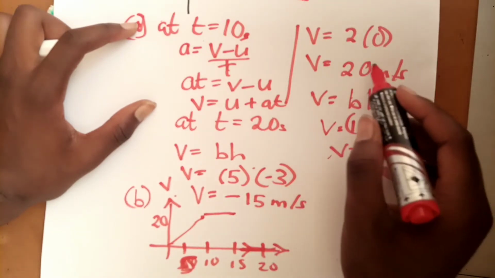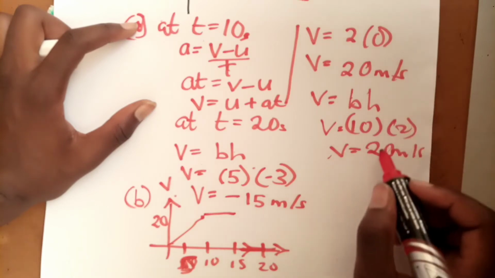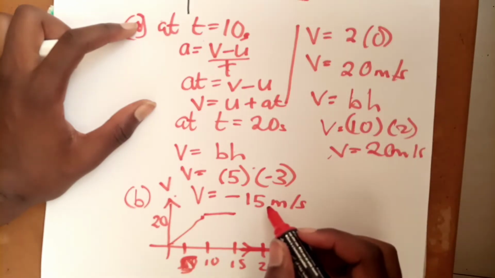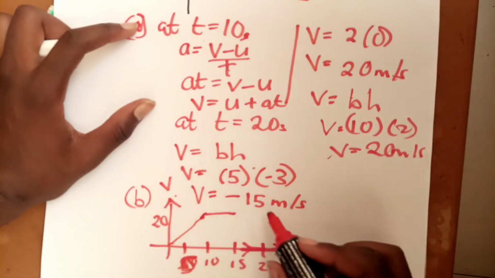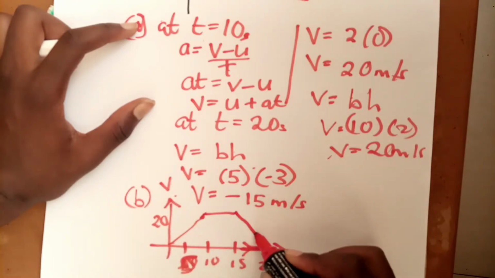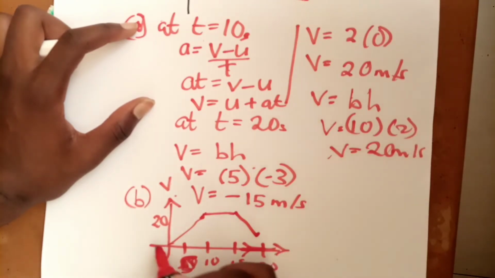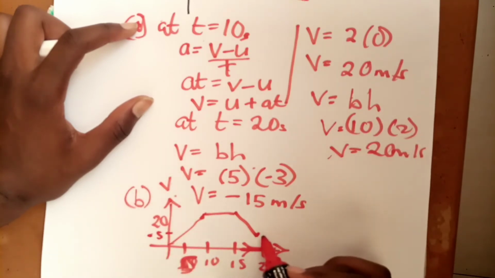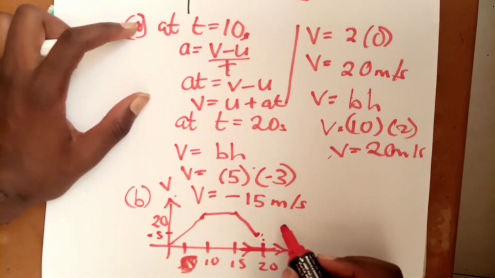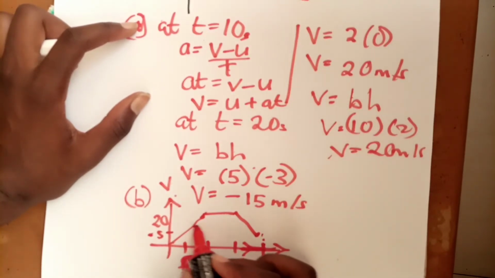Then from 15 to 20 it dropped from up to 20. We've been told it dropped by 15. The velocity dropped by 15, so we're going to have it being over there. Then we're going to have this as our -5. Then that's where the motion is ending.